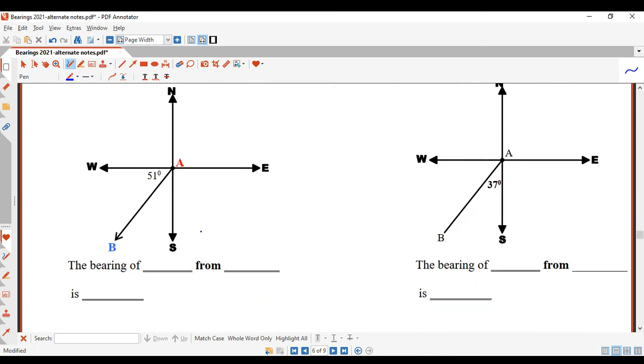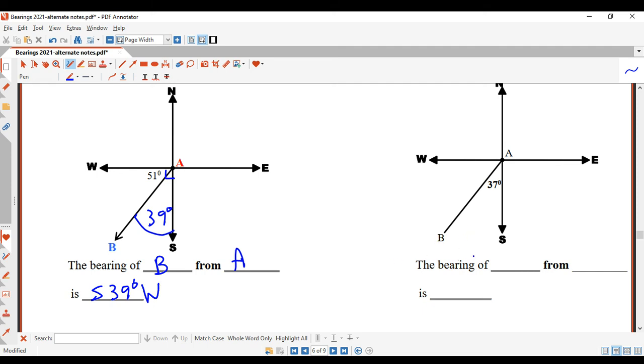So for this one, we've got the bearing of B from A. Now, first of all, B is south, isn't it? B is south of A, so I'm going to write down south. I need to measure the angle between the ray and the south line. So that angle is going to be 39 degrees. We know that because it has to be 90 altogether. So it's going to be south, then 39 degrees, which is in the westerly direction, isn't it?